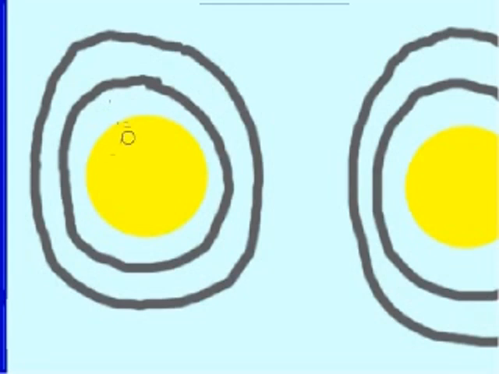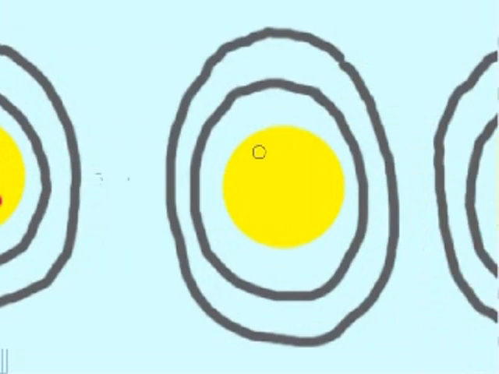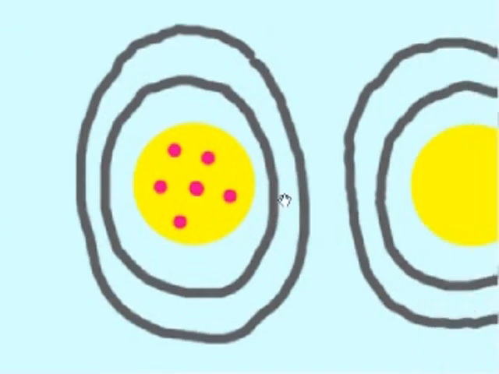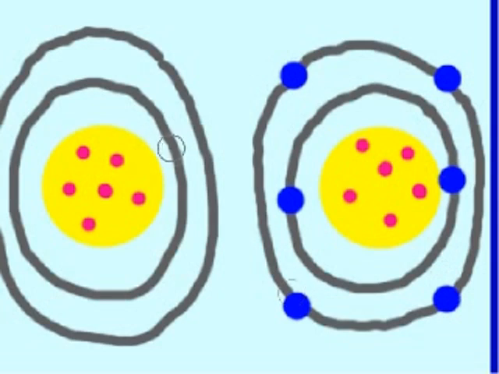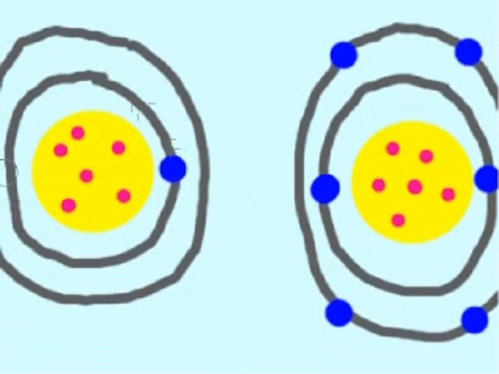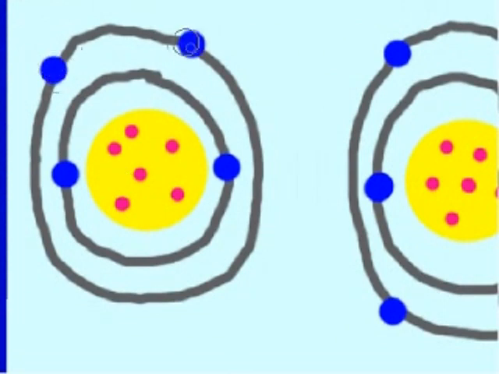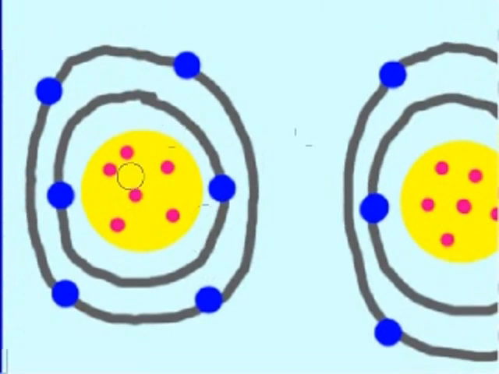Each of these carbon atoms has to have 6 protons. So 1, 2, 3, 4, 5, 6 protons in the first one, 6 protons in the second one, and 6 protons in the third. So that makes it carbon. For the electrons, 1, 2, 3, 4, 5, 6. All of these are still carbon, because they have 6 protons. Now for the neutrons, this is where things can differ.